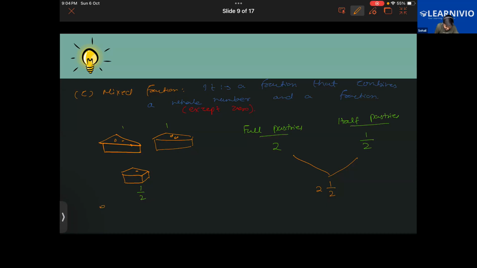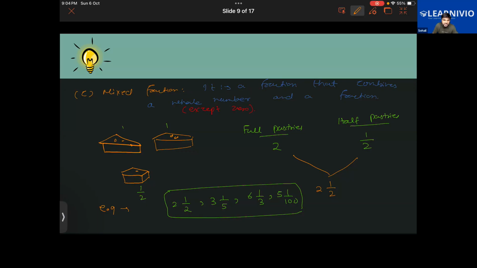So we have several examples of mixed fractions, like 2 1/2, 3 1/5, 6 1/3, 5 1/100. All of these are examples of mixed fractions. Got this, both of you? Sir, can you read the point? It is a fraction that combines a whole number, in bracket you write except 0, and a fraction. Okay.